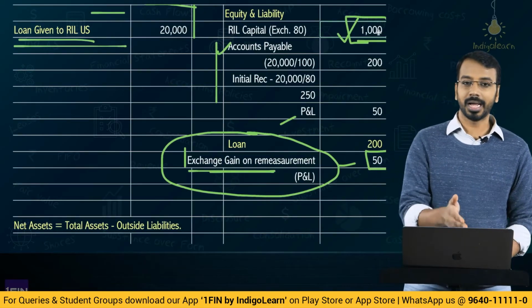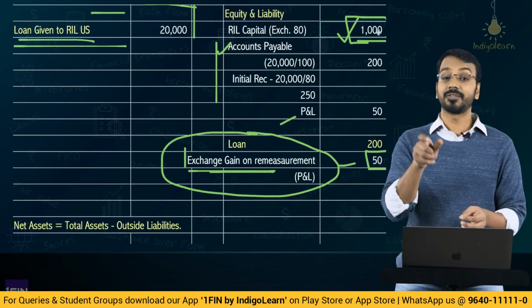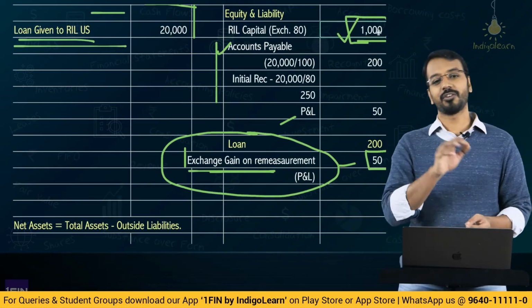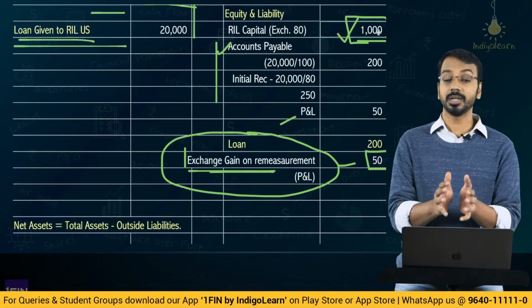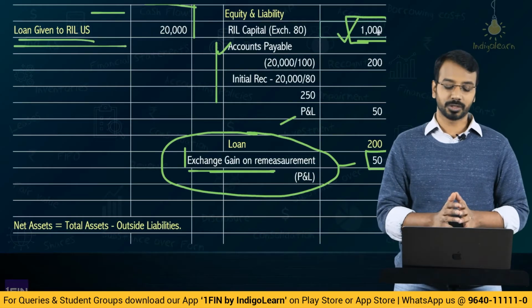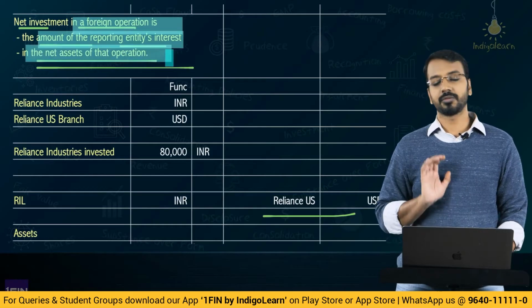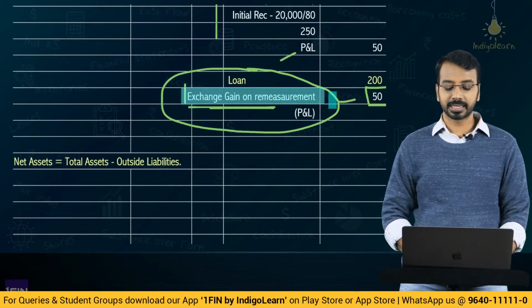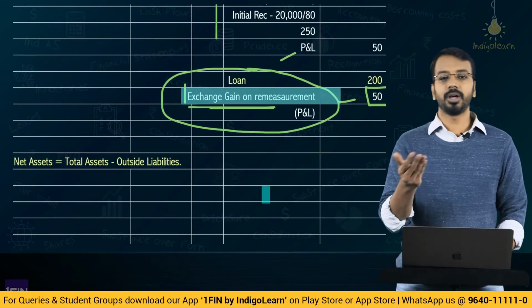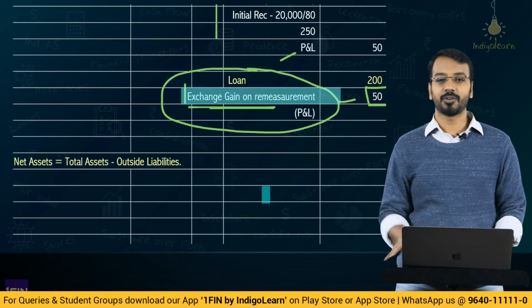Say for example, the branch earned a profit of 500. So 1000 plus 500, 1500. That 1500 is the net investment in foreign operation, and that 500 is the profit element. That is what a net investment in foreign operation is. So net investment in a foreign operation is the amount of the reporting entity's interest in the net assets of that operation. And what the standard also says is, if there are items which are though a monetary item, but in substance they are like net investment in foreign operation.